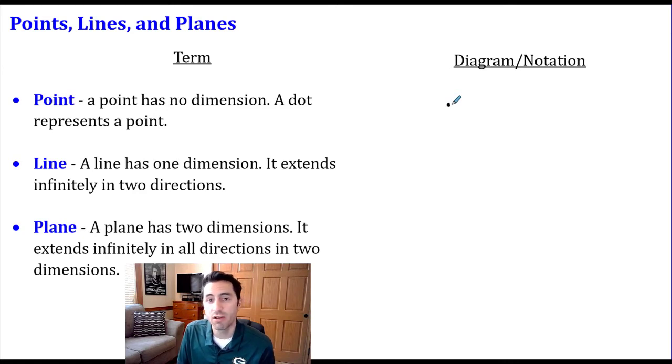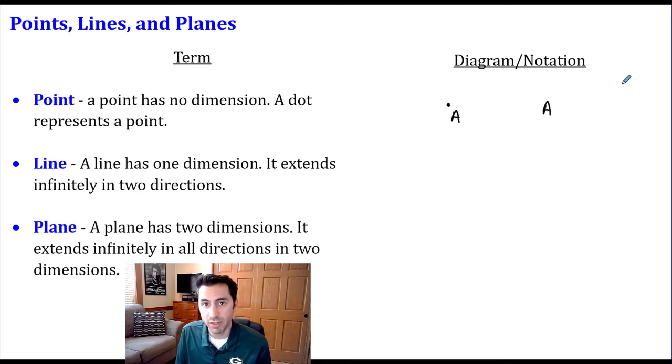Now, the notation that goes along with this, the way that we name points, is with capital letters. So I could say that this is point A, capital A. When I'm writing about points and I want to explain something about it, we just use that capital letter to name it. I don't need to put a little dot in front of it. I don't necessarily need to say point A. We just use capital letters to describe points.